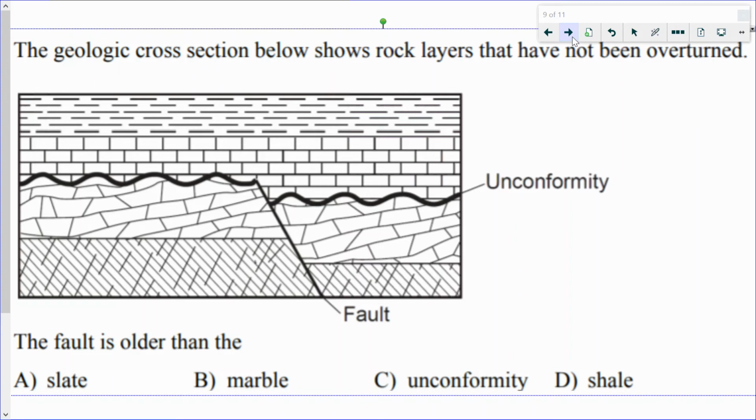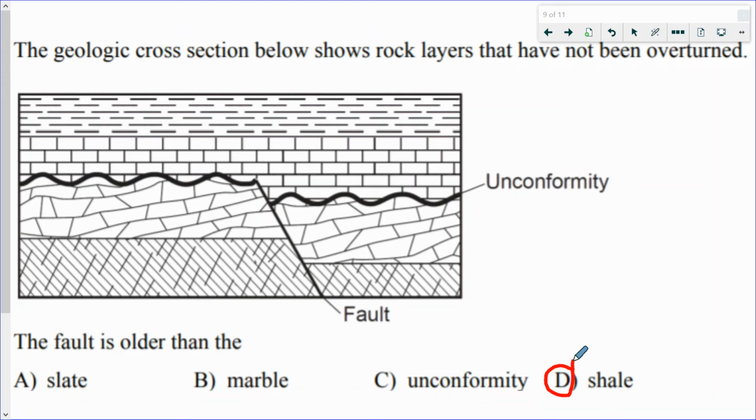Unconformities, so those buried erosional surfaces. That wavy line, the fault is older than. What is the fault older than? Fault is older than anything it didn't cut. So this shale, this limestone, it's not older than the unconformity. It's got to be younger because the unconformity got cut. So it's older than, is limestone a choice? No, shale is a choice.